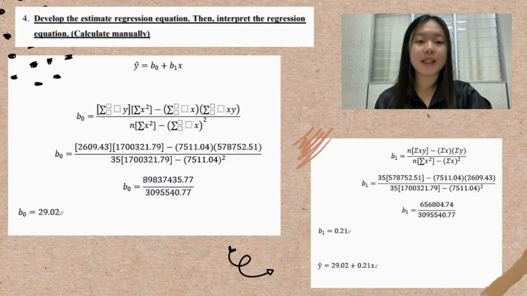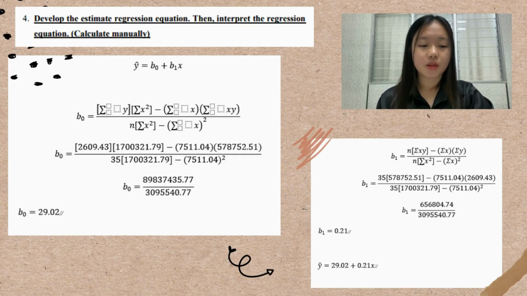And lastly, for the sample linear regression, to estimate the regression equation, which is Y equals B0 plus B1X, we should find B0 and B1 first. For B0, we use this formula, and the answer that we got is B0 equals 29.02. Meanwhile, for B1, after we use the formula given, the answer that we got is B1 equals 0.21. And finally, the regression equation for this data is Y equals 29.02 plus 0.21X. Thank you.